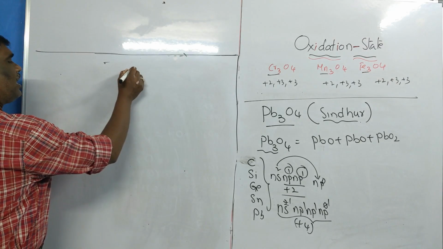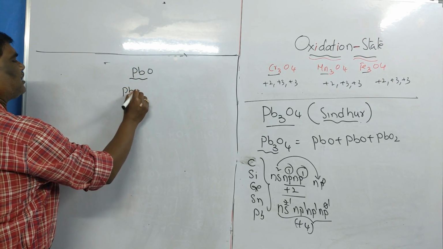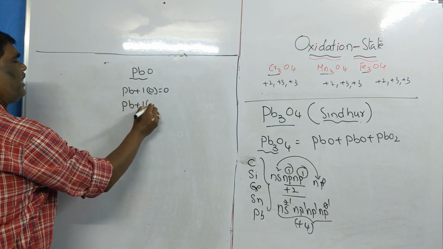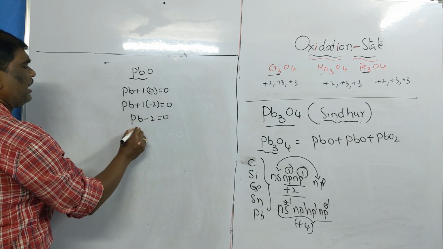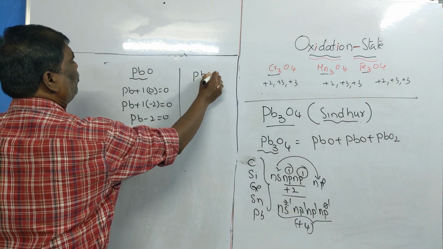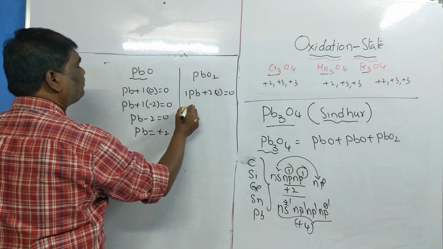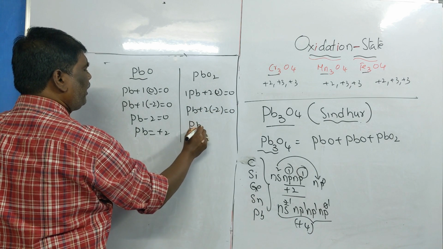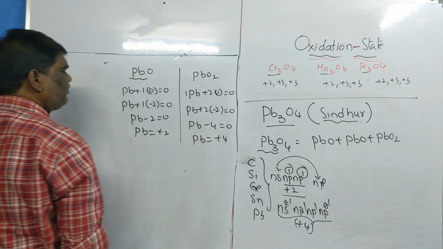Now we find the oxidation state of lead in PbO. Lead plus 1 oxygen equals 0. Lead plus 1 into -2 equals 0. Lead -2 equals 0. Lead we are getting +2. Similarly we calculate PbO2. 1 lead plus 2 oxygens equals 0. Pb plus 2 into -2 equals 0. Pb minus 4 equals 0. Pb oxidation state we are getting +4.